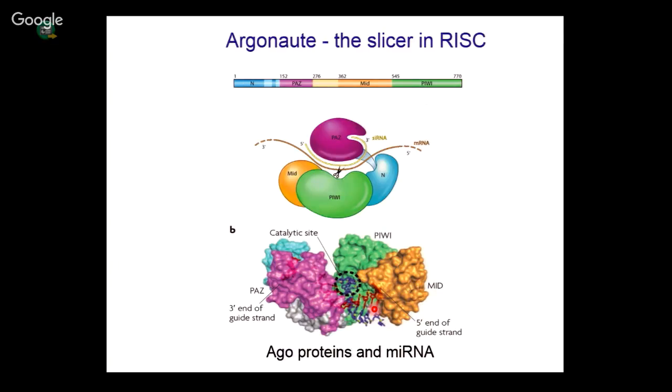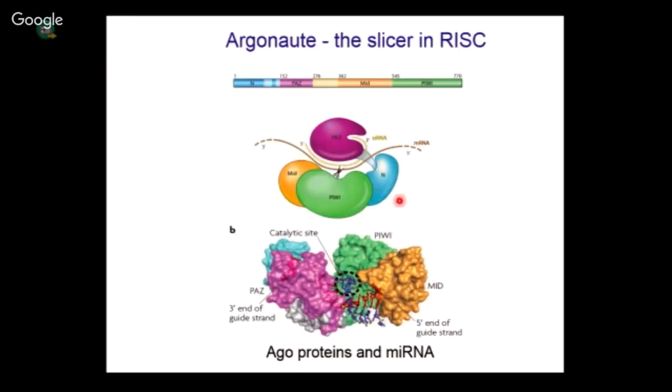The key factor on the RISC is the Argonaute protein. Like in the previous slide, I showed you AGO1 or AGO2. The Argonaute protein is the exact slicer of the siRISC. In human, AGO2, sorry, AGO2 is the catalytic Argonaute, the catalytic key factor of the RISC.